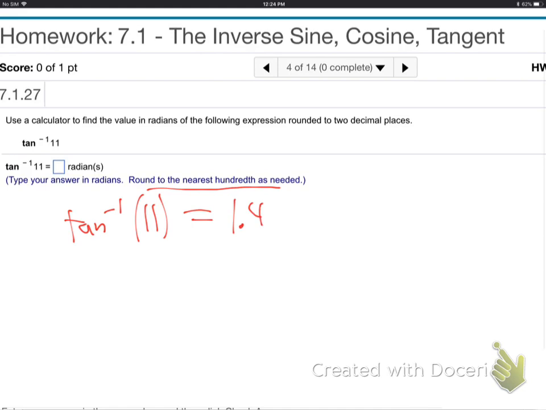And I'm getting 1.48. It goes 1.480136, blah, blah, blah. It's rounded to 2 places, hundredths. Be able to get that on your calculator? 1.48 radians. We good? Where is that? Do you realize that's an angle?